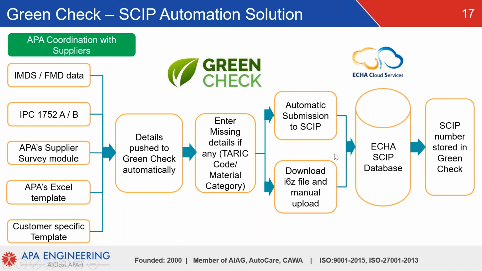Not only will the SCIP number be stored back, it will also download and create the dossier in i6c format. There are certain cases wherein, suppose one of the clients is choosing GreenCheck as the software to manage their SCIP submissions. So they can continue to submit the submissions through GreenCheck. And there is another way. A customer may ask for only i6z files or SCIP files. Those can also be downloaded through our software.